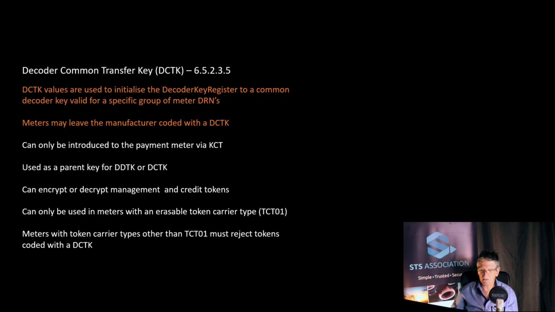Can be used as a parent key for DD or DCTK meters. They can encrypt or decrypt management and credit tokens, and they can only be used in meters with an erasable token carrier type like a paper token. Meters with token carrier types other than TCT01 must reject tokens coded with a DCTK.